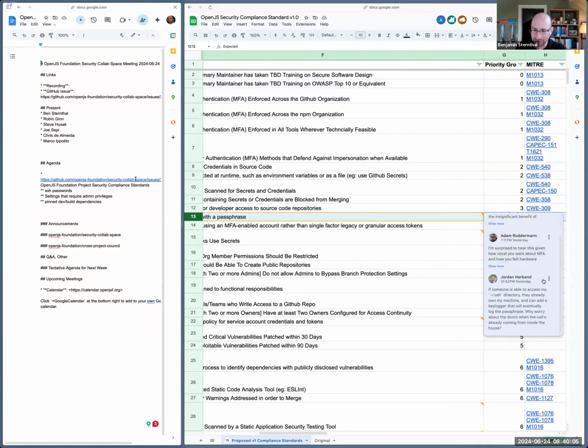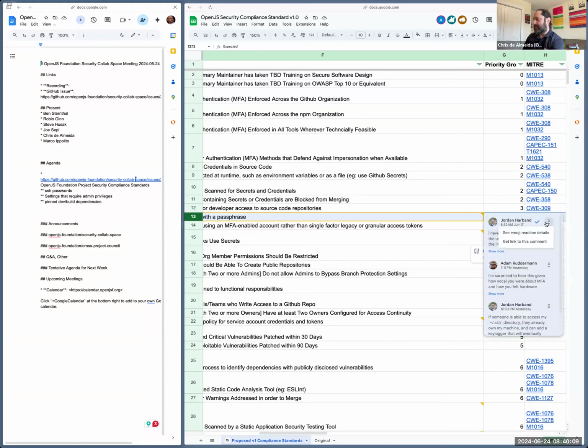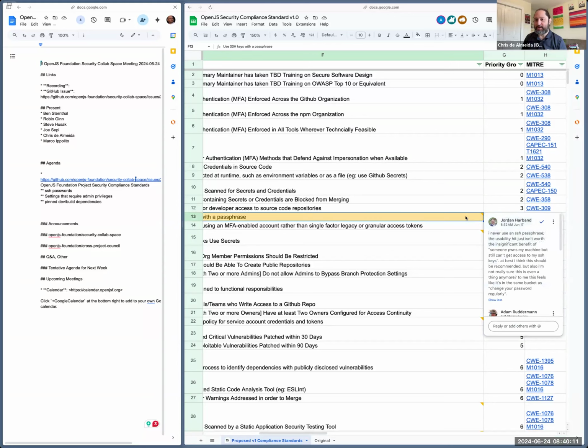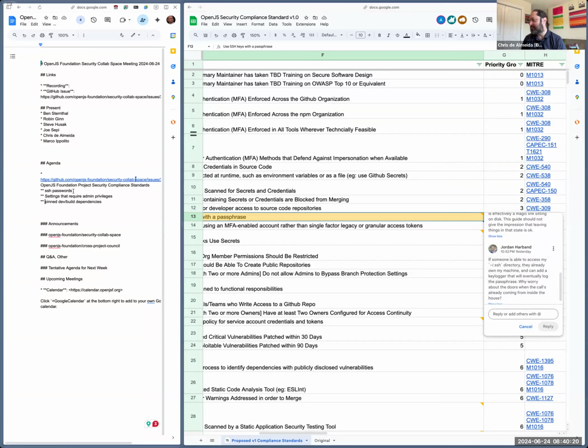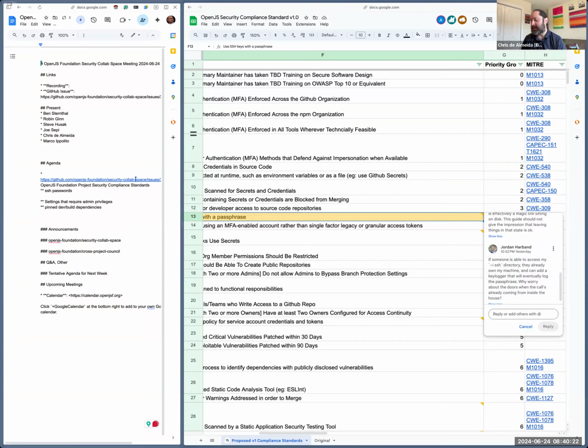What do folks currently do here on this one? I mean, that's kind of a hard position for Jordan to defend. Using a passphrase with SSH keys is pretty standard, recommended security practice, even if he doesn't like it, frankly. So it doesn't seem controversial to me.